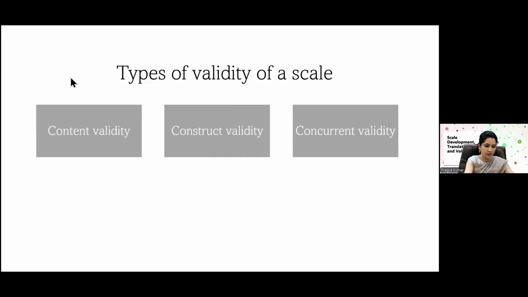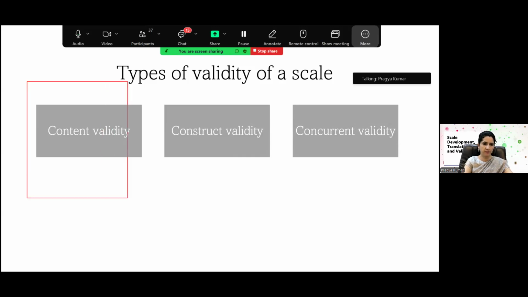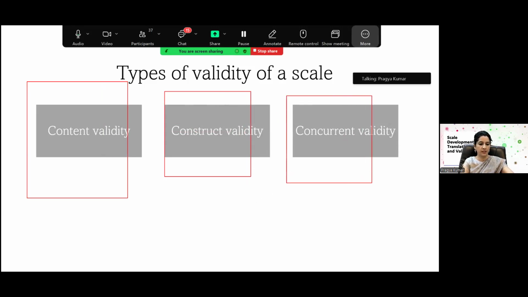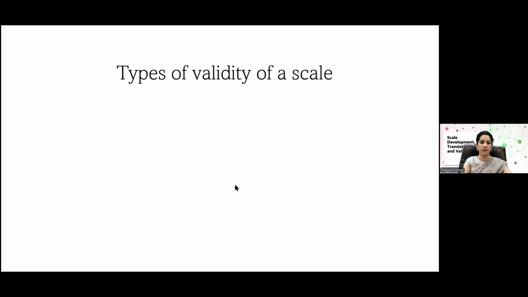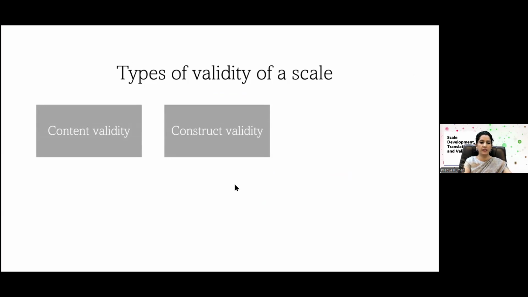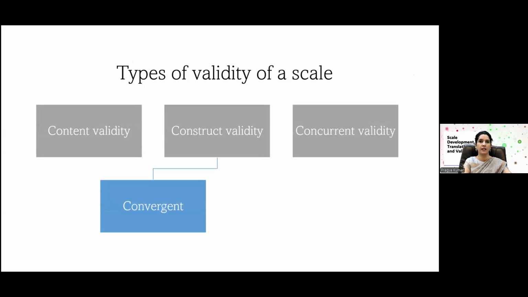We have discussed content validity. Now we'll see construct validity and concurrent validity. If you see the construct and concurrent validity, it is of two types. The construct validity can be classified into convergent validity and discriminant validity.